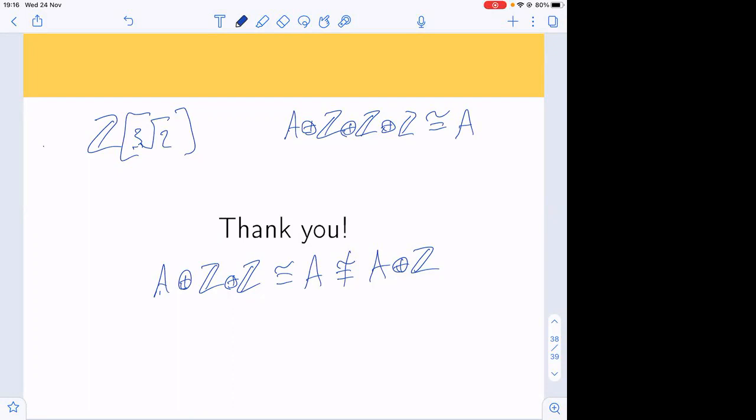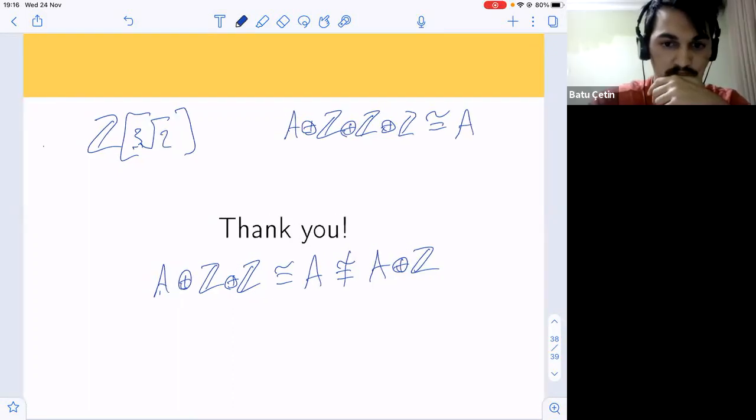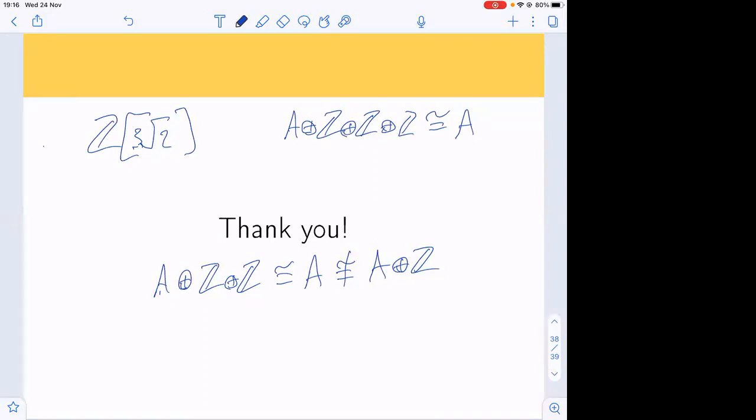I'm sorry, I couldn't hear one of the questions. So if anybody asked this before, I apologize for it. But how do you prove that A is not isomorphic to A plus Z? What was the idea of the proof? First of all, you try to describe all homomorphisms from A to A. And it turns out that in order to do that, the key thing to understand is what all group homomorphisms from A to Z adjoined root 2 are.